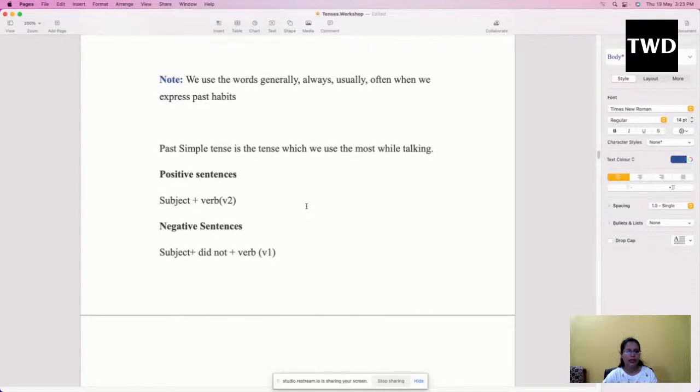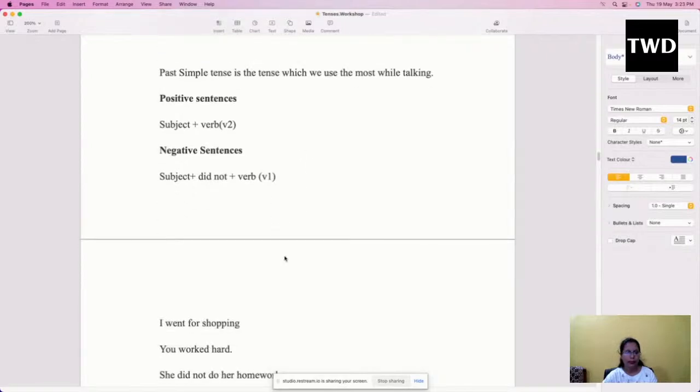Past simple tense is the tense which we use the most while talking. Yes, this is the most used tense while talking. So positive sentence: subject plus V2. If we are framing a negative sentence, we have to use subject plus did not plus V1 form of the verb. Now here, the moment you use did, it is a helping verb in its past form. Once we have used one verb in its past form, we are not going to use the other verb in past form again. It will be in its V1 form, that is present form. This you have to remember.